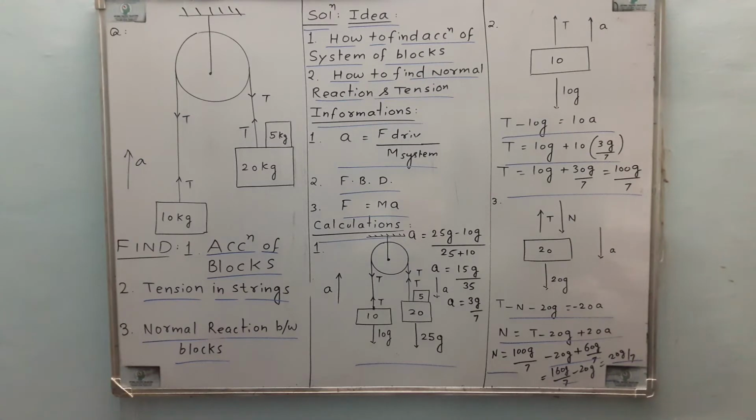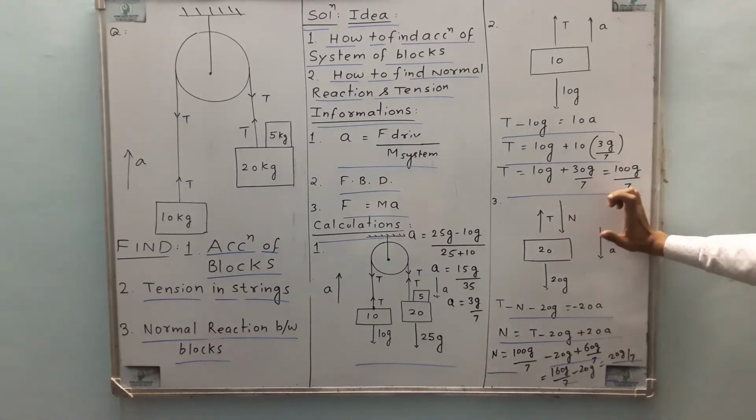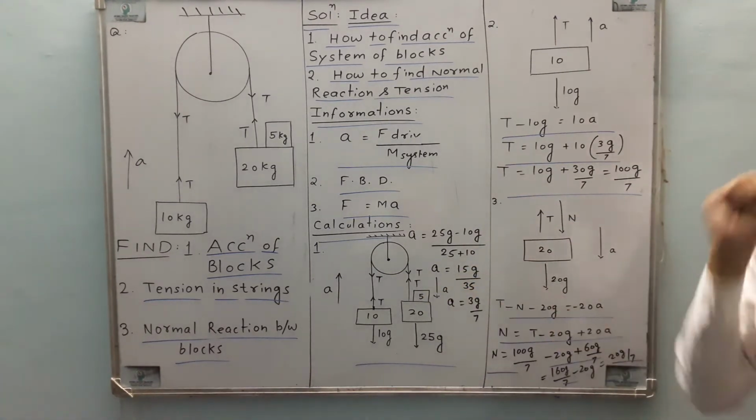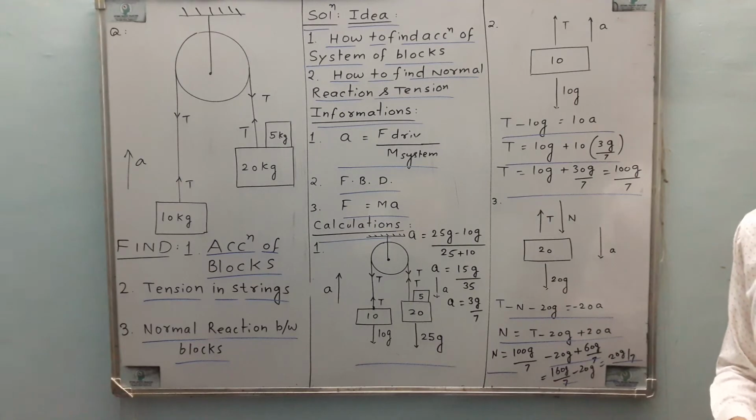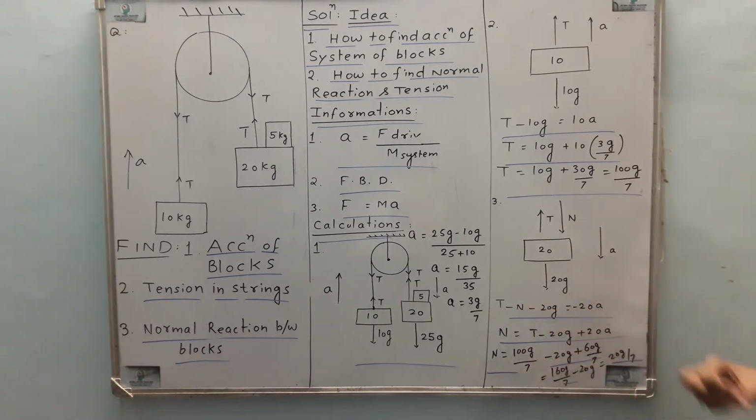Similarly, for calculating the normal reaction, we can draw the free body diagram of 20 kg block. So the normal reaction applied by 5 on 20 will be in vertically downward direction. Think why. Then we can have, using force equation, T minus N minus 20g is equal to 20a, and after calculation we have N is equal to 20g by 7.